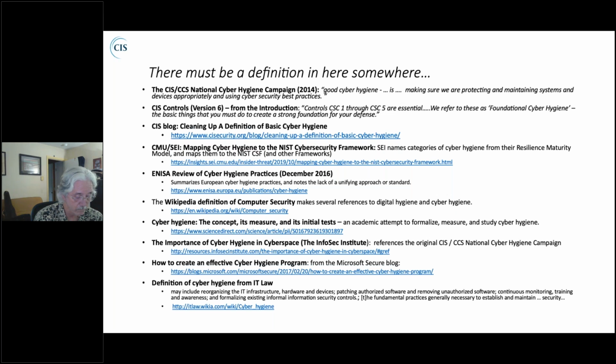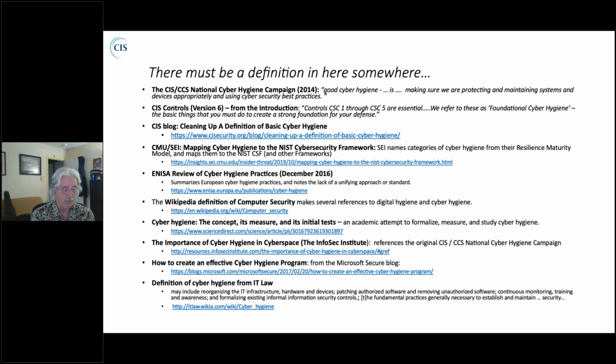And again, this is a sampling. Carnegie Mellon's Software Engineering Institute, one of the great institutions of this industry, has a document where they name categories and do some mapping between the NIST cybersecurity framework and others. ENISA is a European standards organization. They have a survey of European cyber hygiene practices. One of the ironic things they note is that there's not actually a uniform approach or a standard or a definition. So what they do is collect examples.